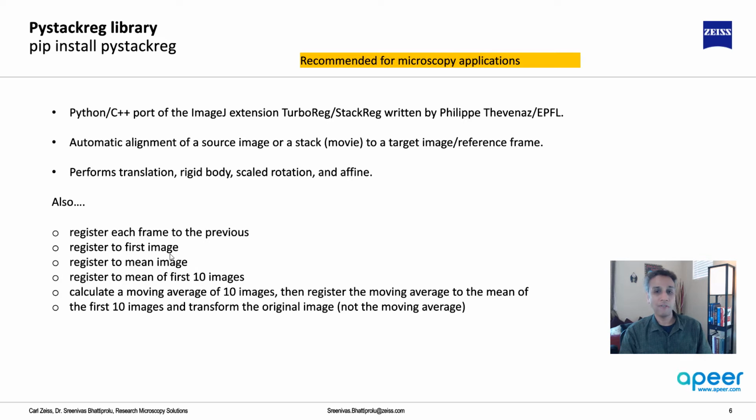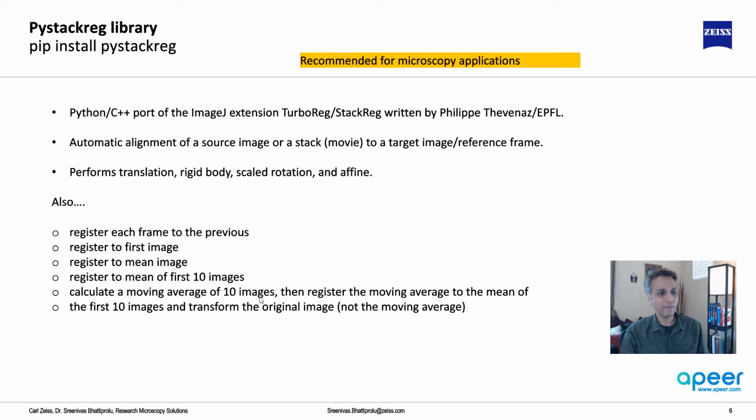You can register to the first image. You can say the first image is my reference and everything else just registers to the first, which is okay, it works. But if the features change as you go along, then that can be a bit tricky. You can also register to the mean image, the mean of all these images. You can register to the mean of the first 10 images, take a mean, and then register to that, okay?